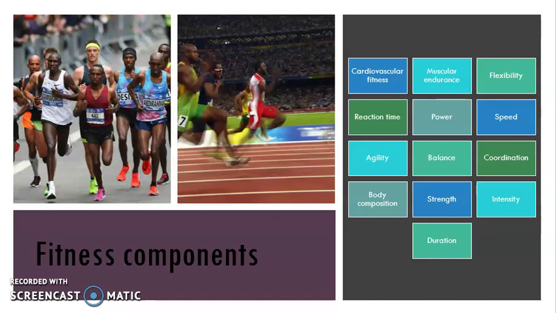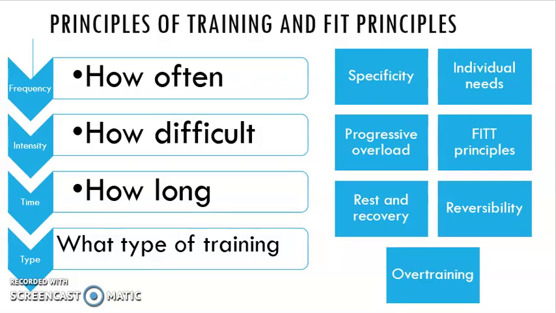An example is that a 100-meter sprinter would need to improve their speed and power in order to perform better in a race. In order to improve our bodies for sports, we must use the principles of training and FITT principles, which are the rules we follow to ensure that adaptations take place.